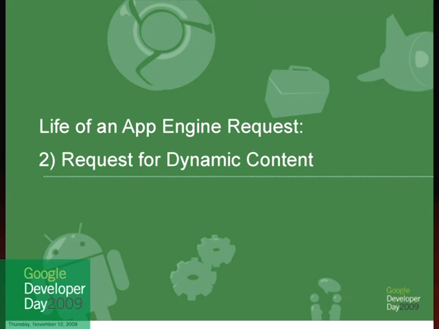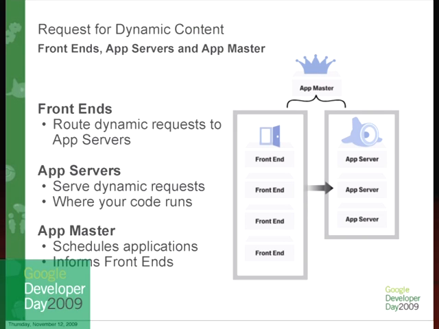Now let's look at a slightly more involved example with dynamic content. So the front ends, they route all the traffic to the AppEngine servers, and that's where your software runs. The app master kind of schedules applications. So if your application requires more servers because you have more traffic, the app master will assign more web servers. If you get less traffic, the app master will remove servers from your application.